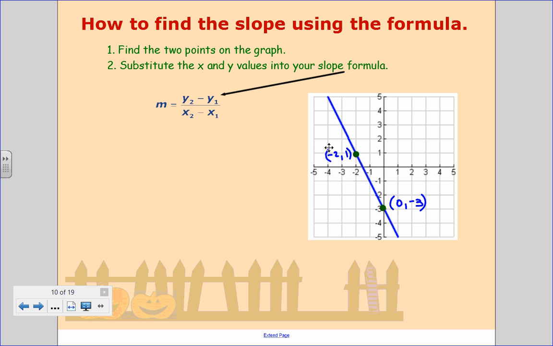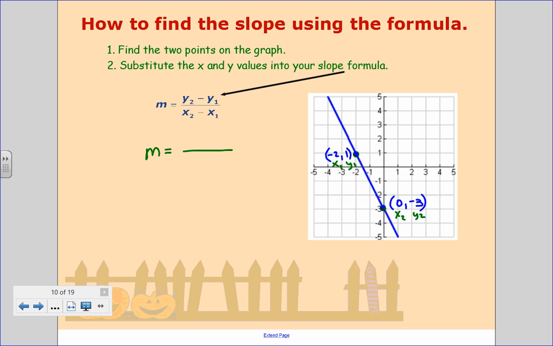So we need to subtract the y's and then subtract the x's. Just like it did not matter which way if you started from this point or from this one, it doesn't matter which x's are your first x's or your second x's, or your first y or second y. That doesn't matter. But what we will do is label our first point as x1, y1, and our second point as x2, y2.